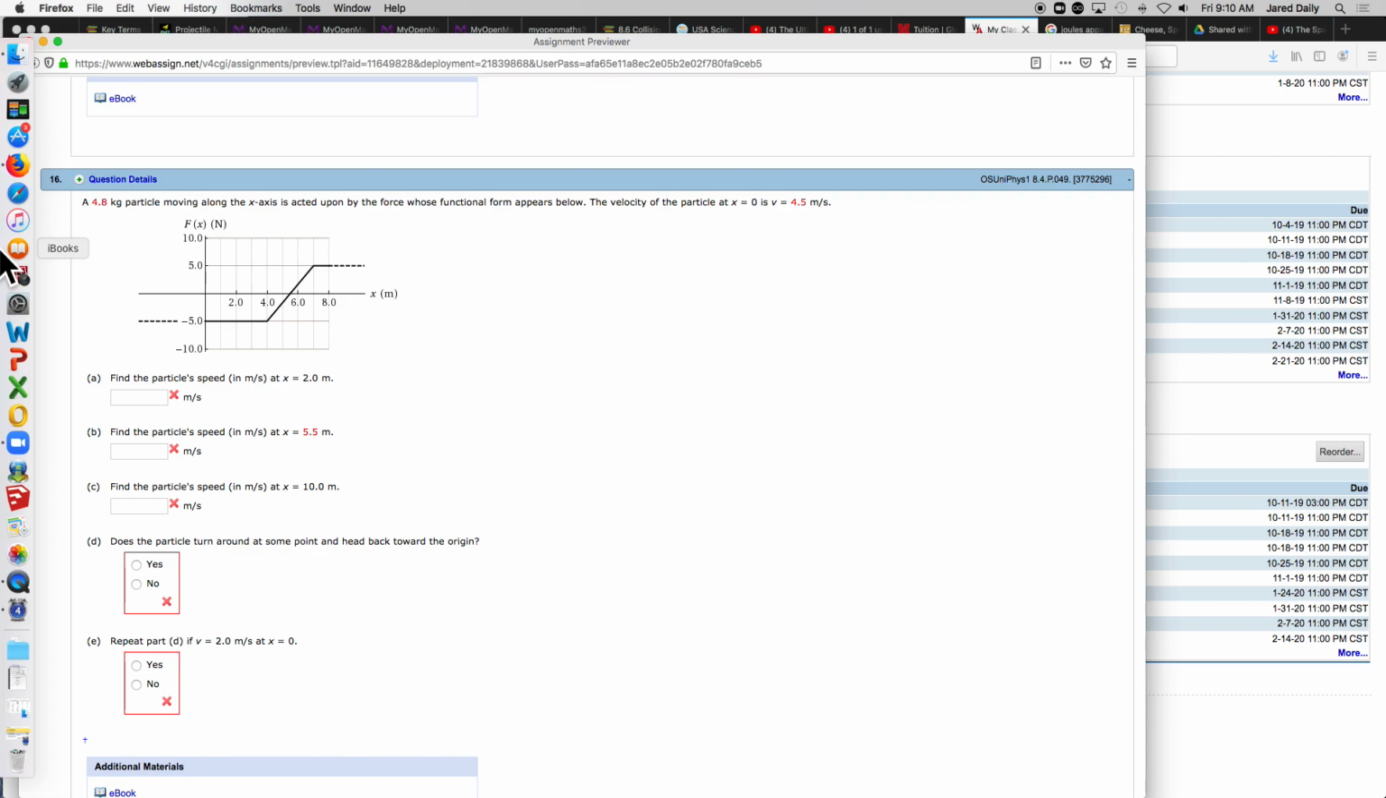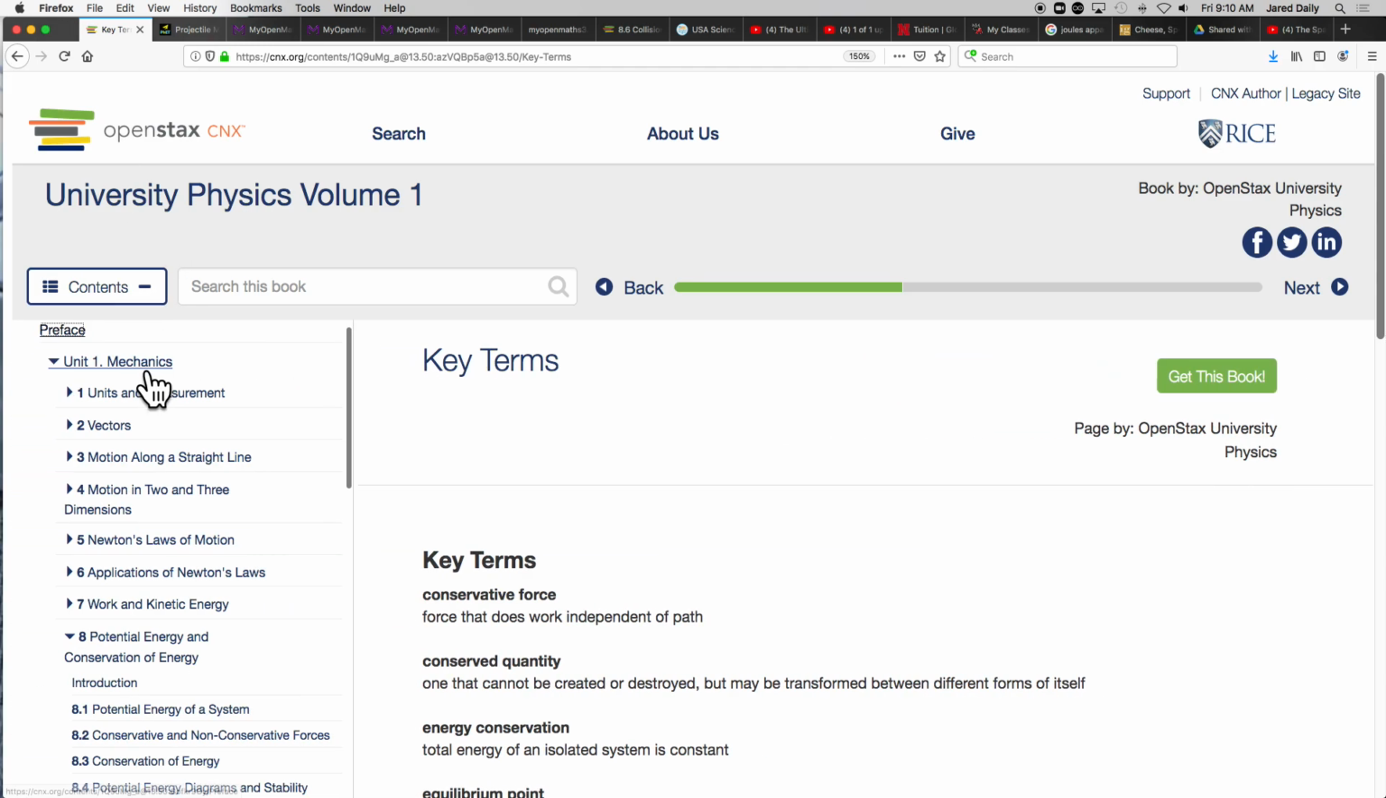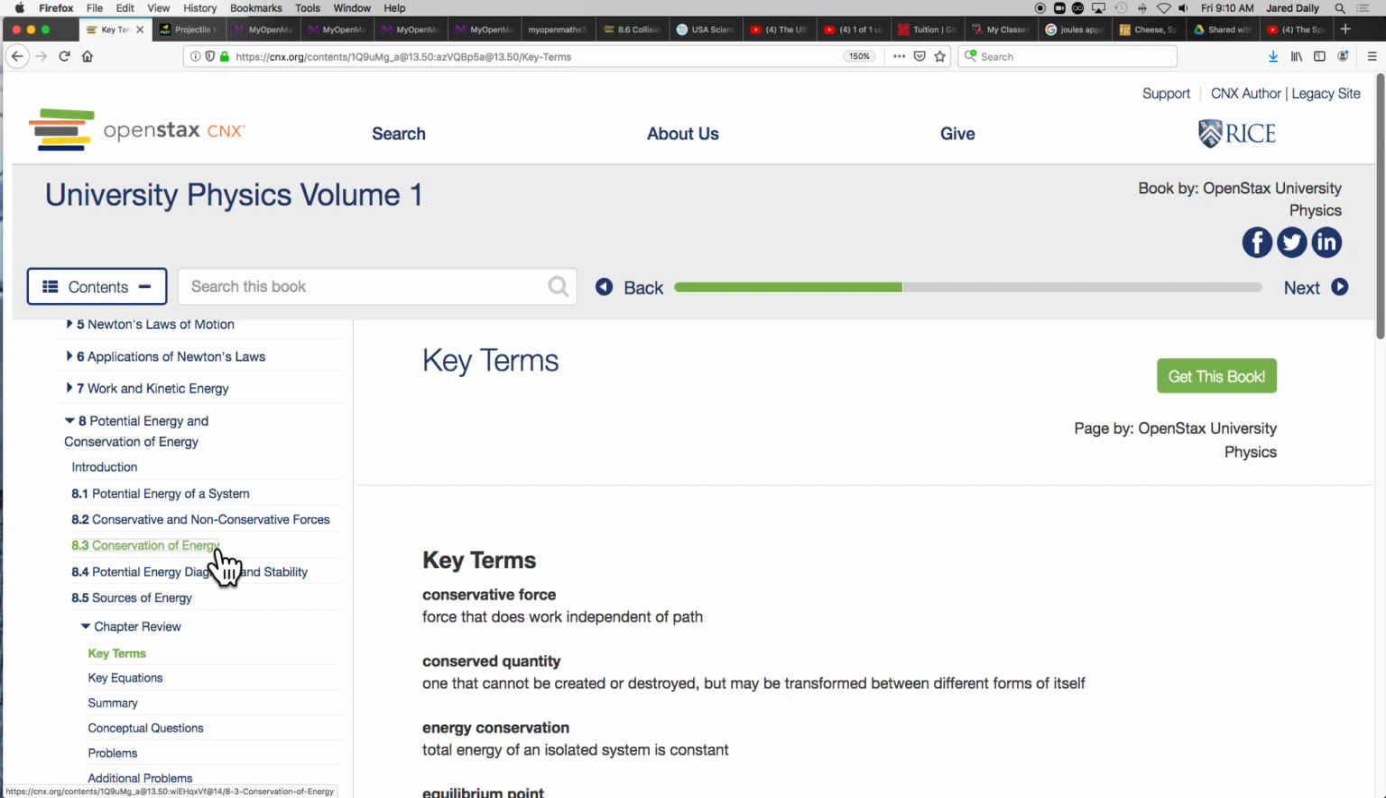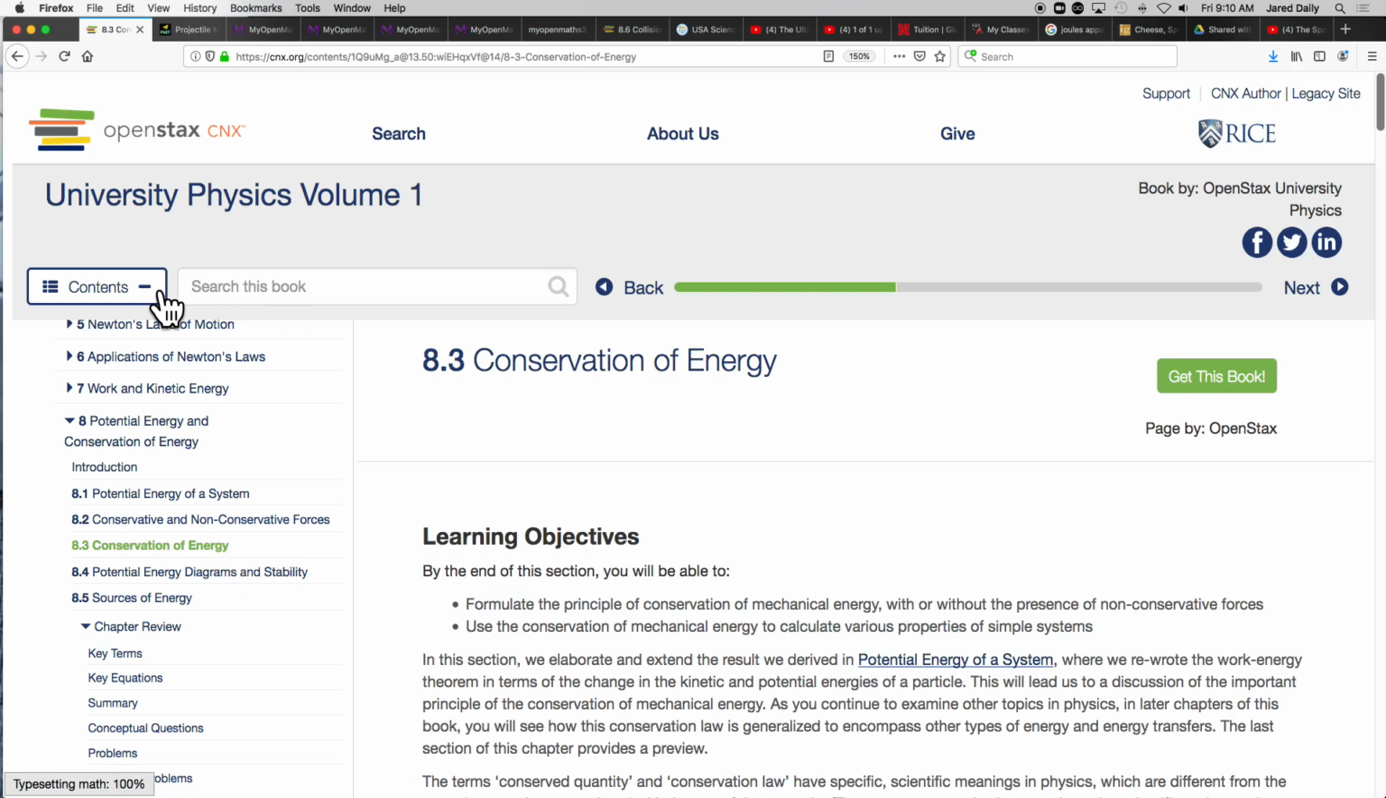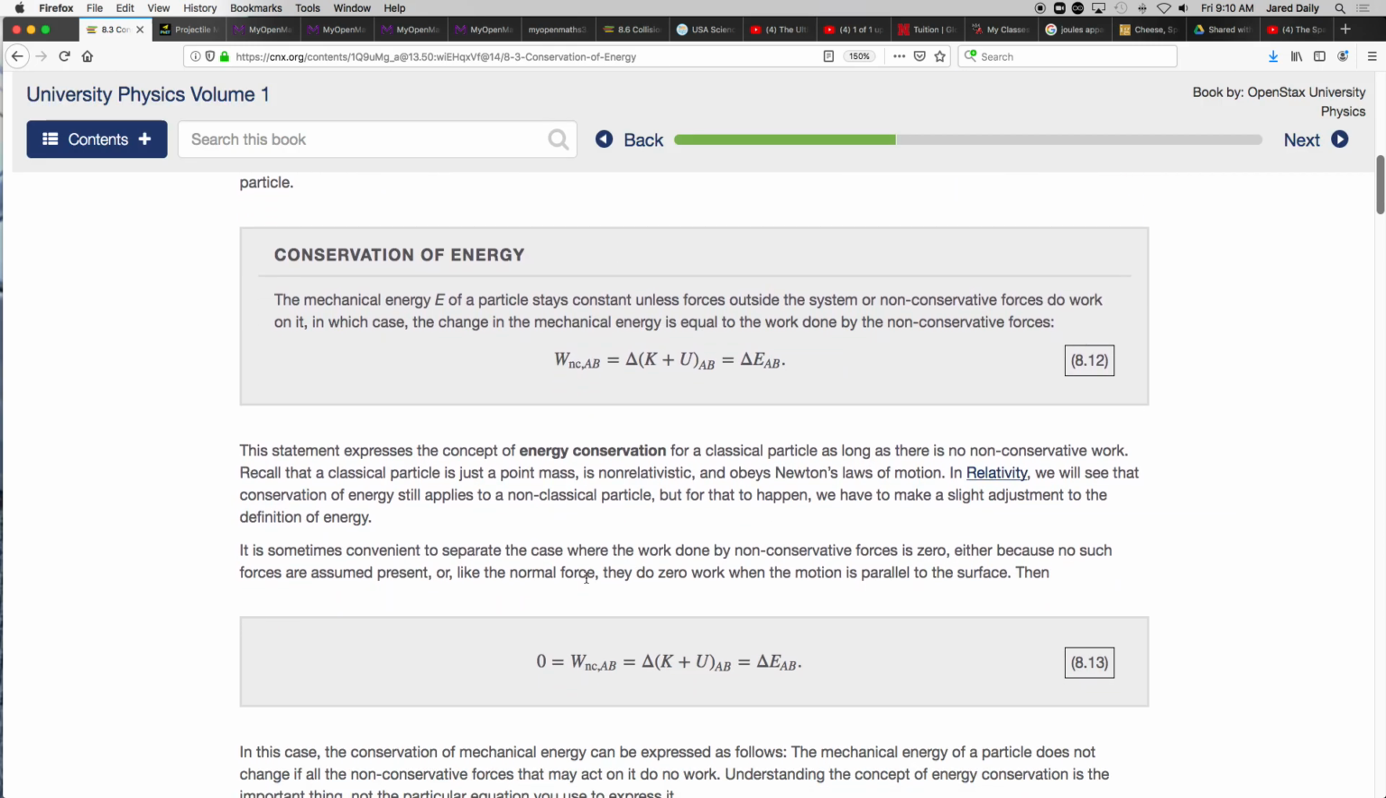How do we use energy? Well, we go to our book and we remember our energy equation. Go down here to conservation of energy. Conservation of energy equations look like this. The non-conservative work is equal to the change in kinetic energy plus the change in potential energy, or the total change in energy. The work that is being done on this object, because it is done negatively on the object, is non-conservative work. Non-conservative work is always work that is done against the object's motion. So that's where we'll put our non-conservative work.